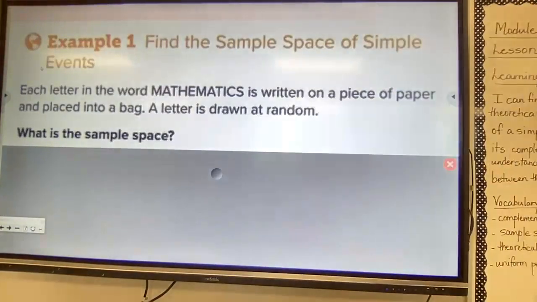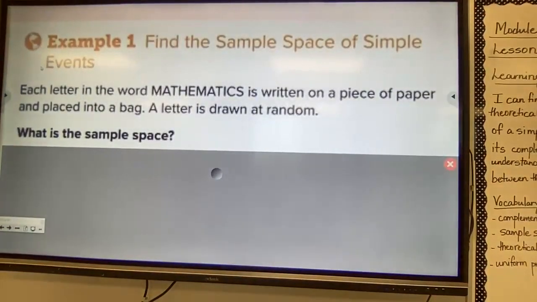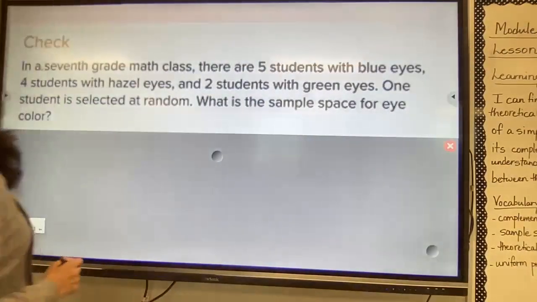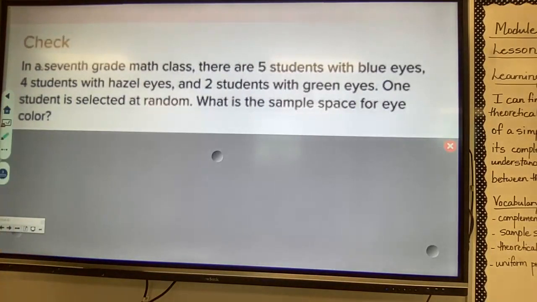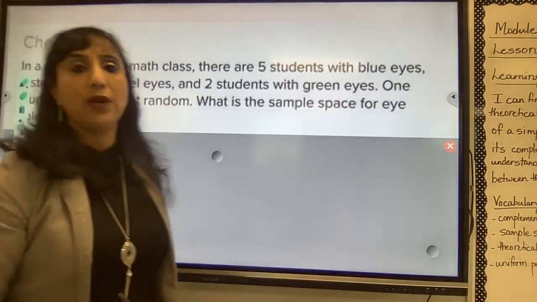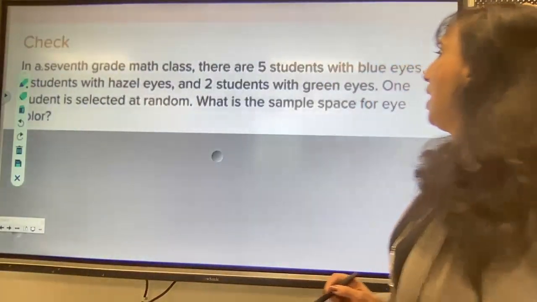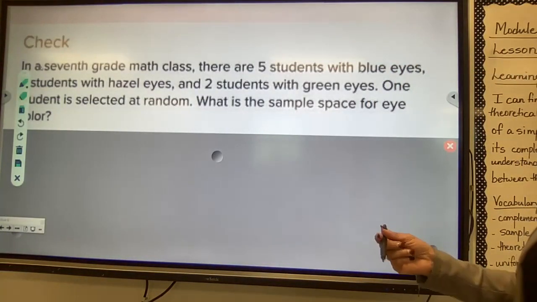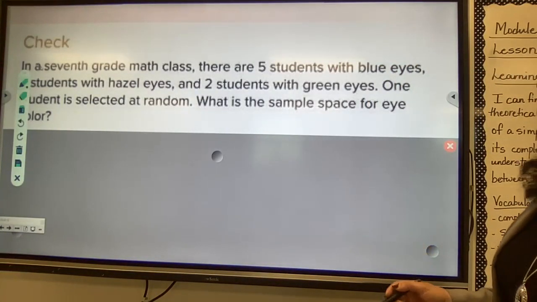And if I say, in a 7th grade math class, there are 5 students with blue eyes, 4 students with hazel eyes, and 2 students with green eyes. One student is selected at random. What is the sample space for eye color?